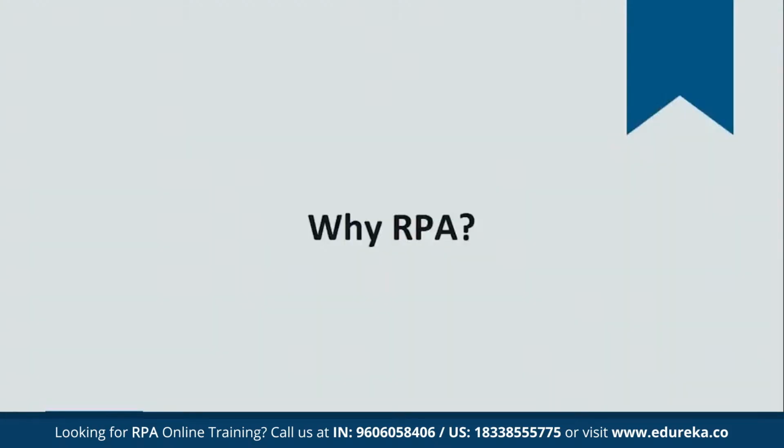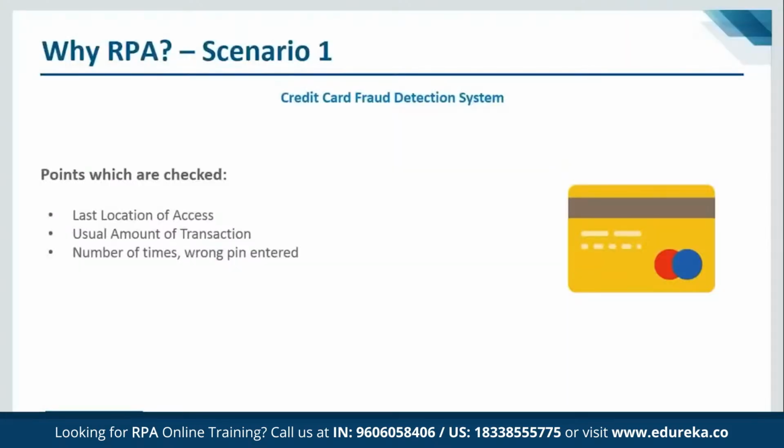All right, so why RPA? Let's explain this using an example. As you know, every bank has a system called a fraud detection system. Let's take the example of a credit card fraud detection system. Any transaction that comes in is judged on the basis of rules that you have designed. So let's consider these rules to be something like this.